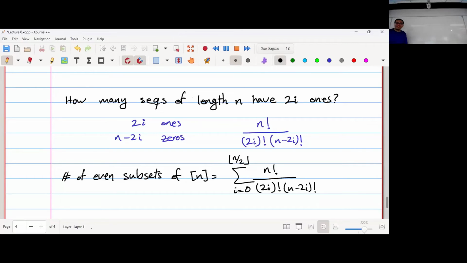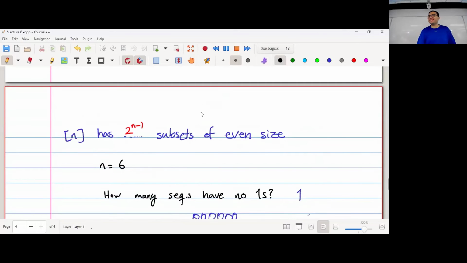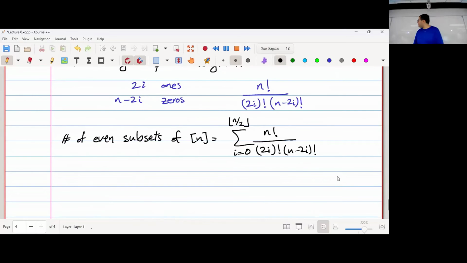Not exactly what I wanted to get, right? So I hoped for a much simpler answer. I mean, we've shown before using induction that the answer is just 2 to the power of n minus 1. But now I got this very complicated answer.